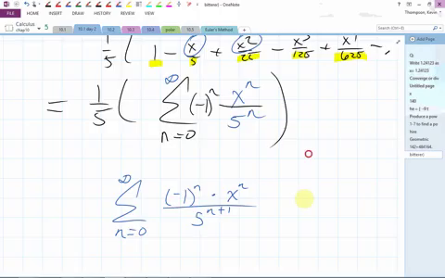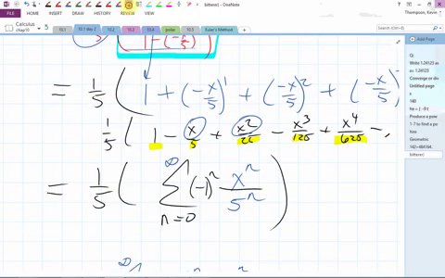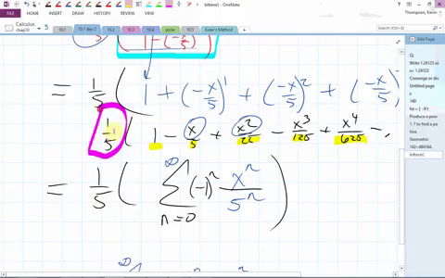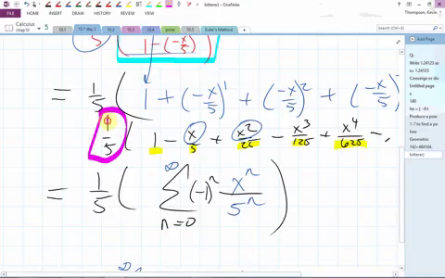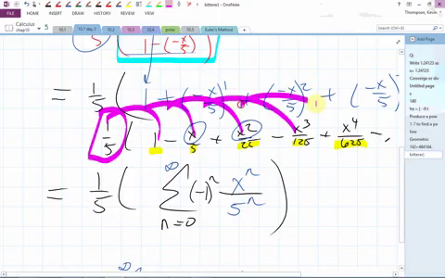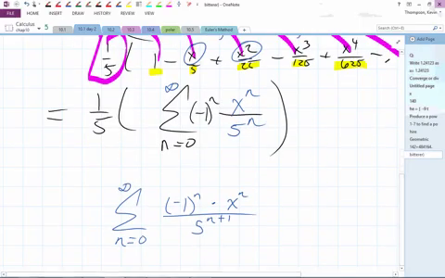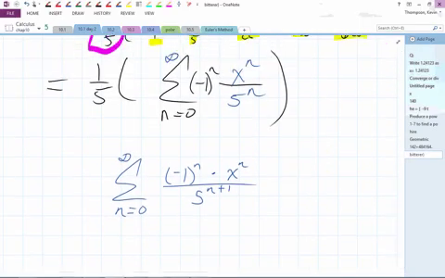Would it help if you look back up here? This 1/5, this was a 1/5 on the outside. Wouldn't it distribute? So what happened? Somebody explain. Michael? Speak way up so they can hear you.